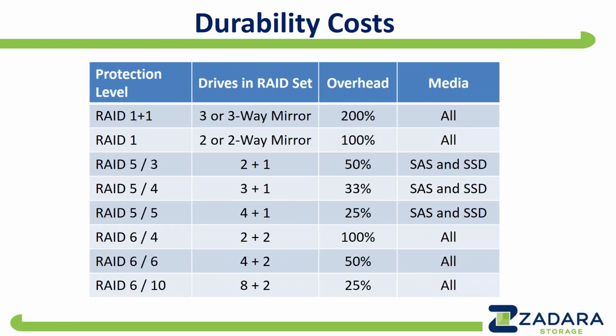So with the durability cost, it depends on the type of protection level you have. If you use RAID 1+1, you have an overhead of 2 drives or 200%, and with RAID 1 you have a 100% overhead. And then as you go into the higher protection levels, with RAID 5 all the way down to RAID 6, you can get down to just a 25% overhead with a RAID 6 with 10 drives.